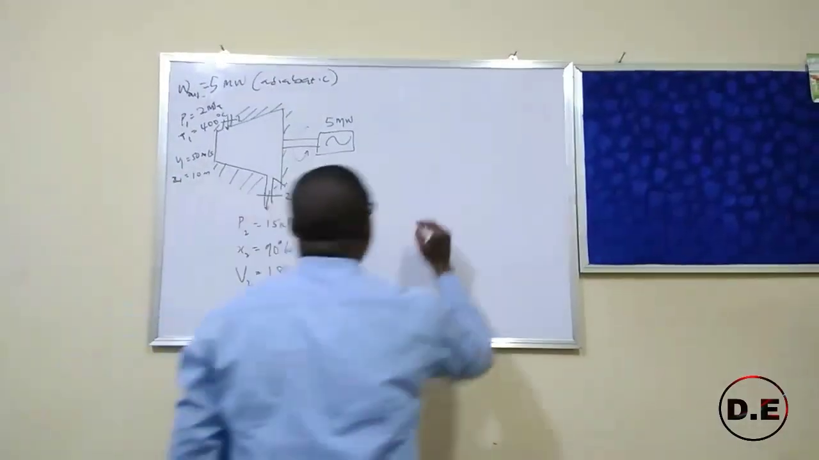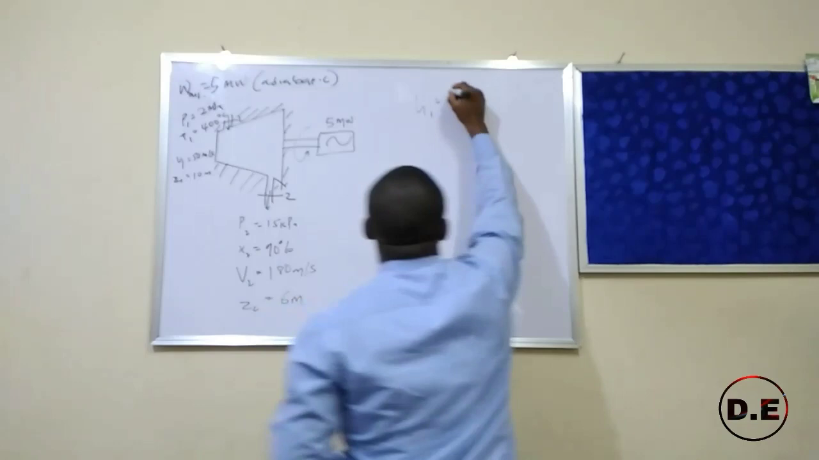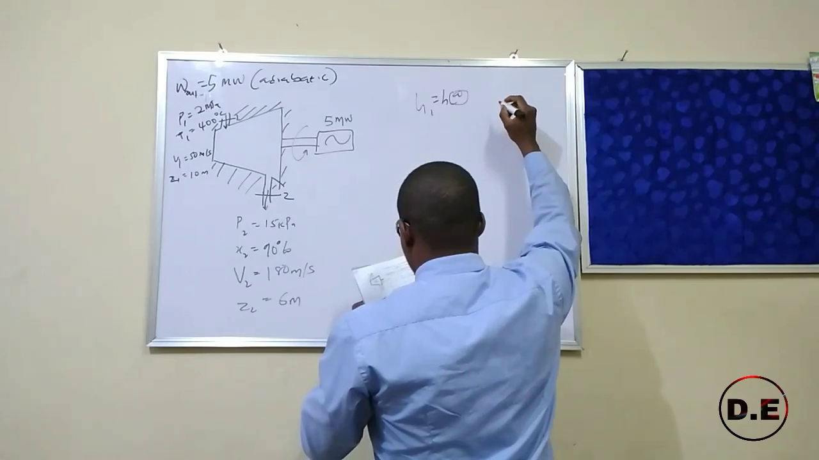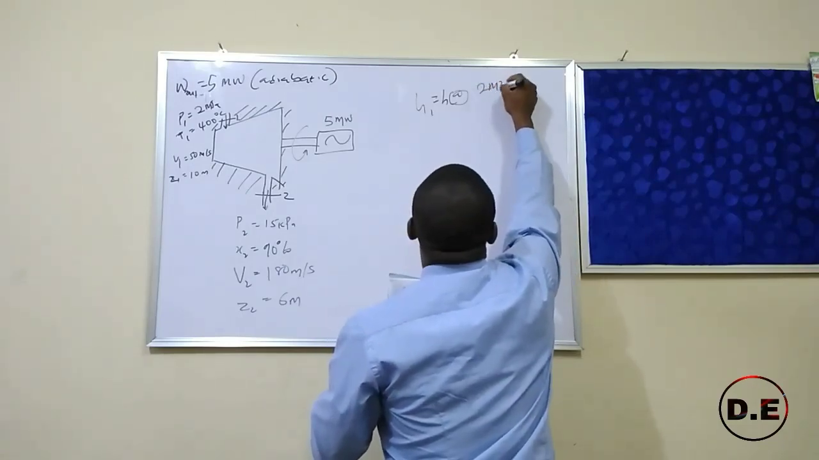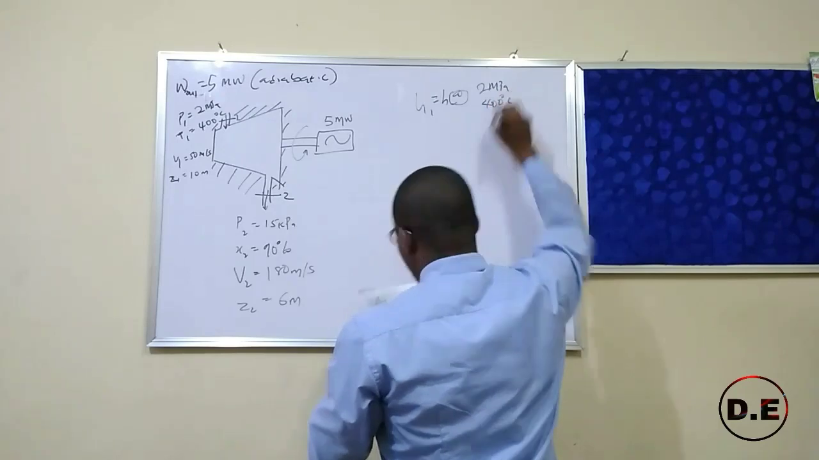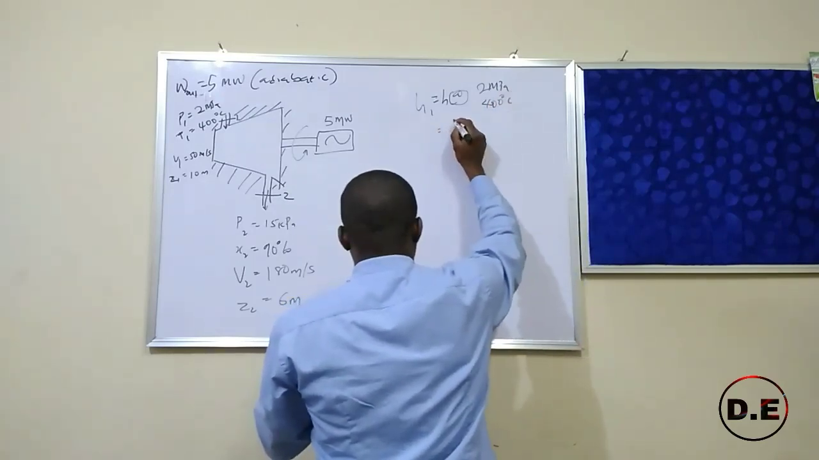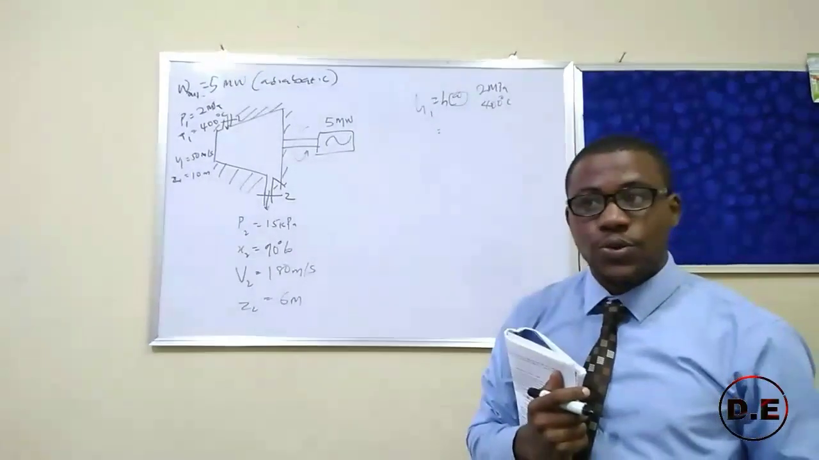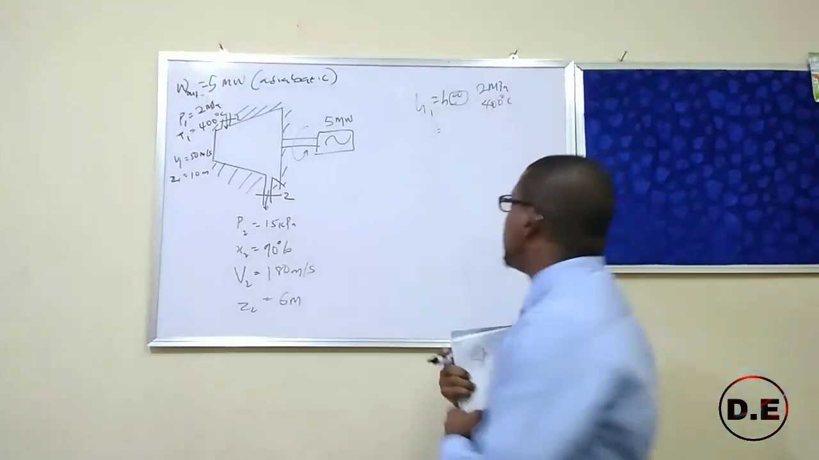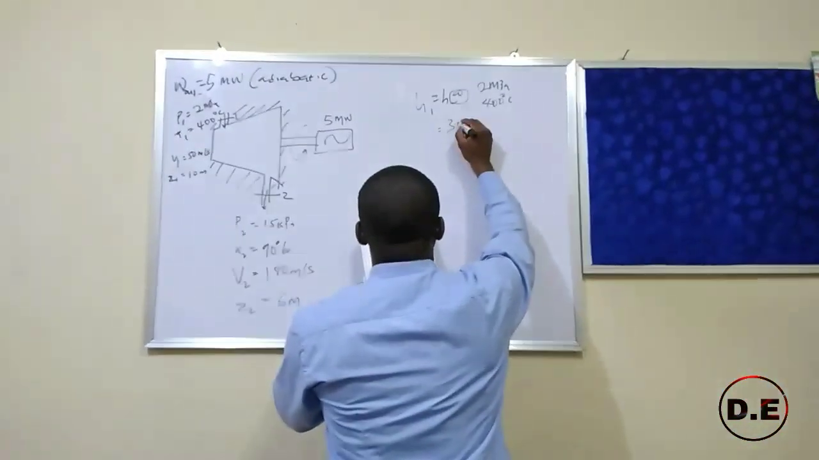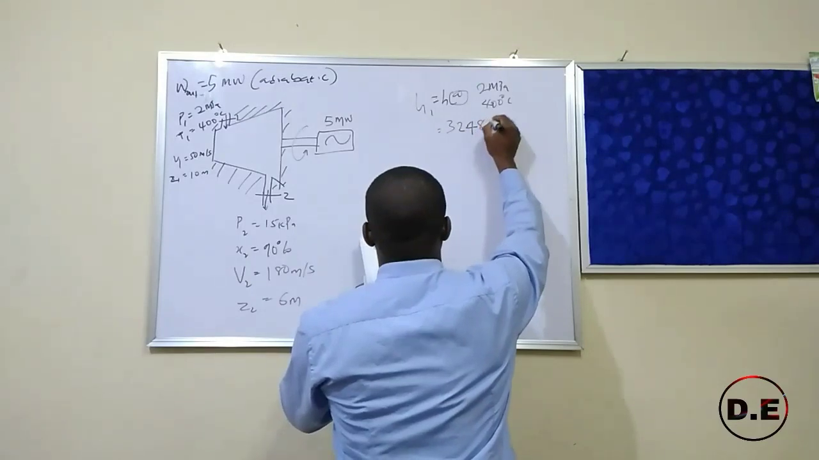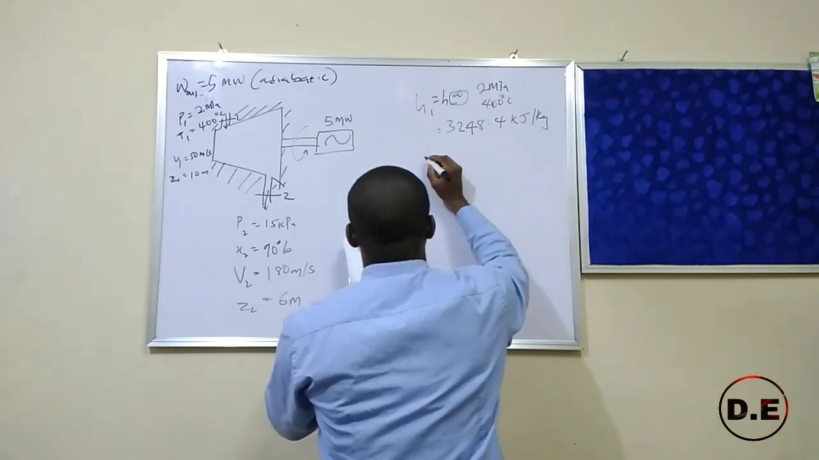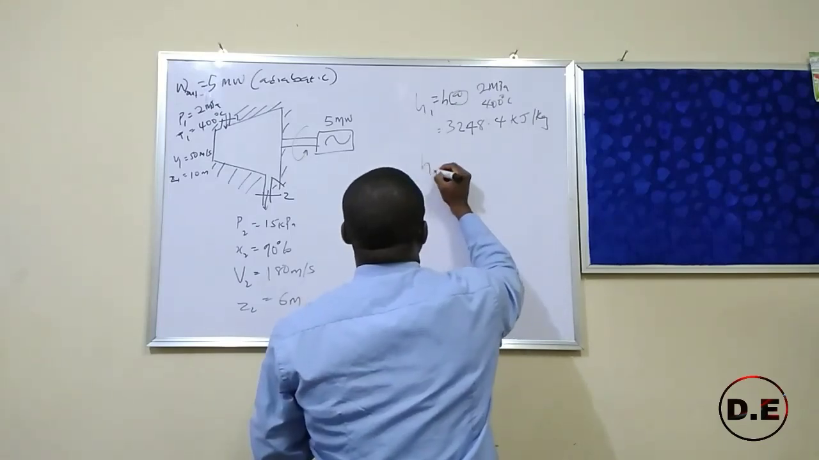So for this, H1 is equal to H at 2 megapascal and 400 degrees C. From the tables, that is from steam tables, you can read it. An example of a steam table is that prepared by Rogers and Mayhew. So we can use that to get our value. So we'll have 3248.4 kilojoules per kilogram.